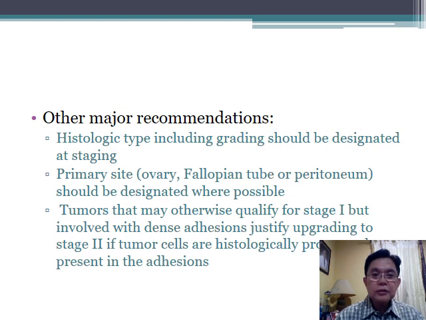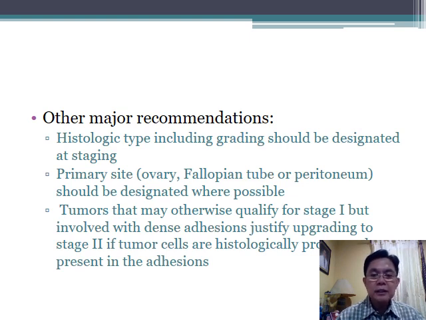So other major recommendations in the staging of ovarian cancers are your histologic type and grading. So whether it is well-differentiated, moderately differentiated, or poorly differentiated, which we have previously discussed in cervical cancer also. The primary site of your tumor can either be ovary, fallopian tube, or peritoneum, and it should be properly designated.